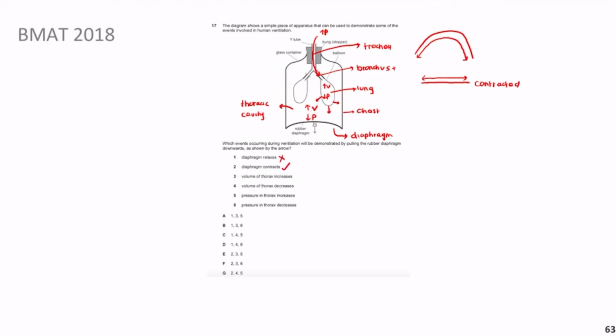And then what's happening to the volume of the thoracic cavity? We already said that, isn't it? So the volume is increasing. So we've got that. And then what's happening to the pressure? The two are inversely related, so the pressure should be decreasing. So we got that. So then the answer, guys, should be 2, 3, and 6. And that maps on nicely to F. So hopefully, and that's really it, guys. That's really all you have to know about how the lungs work.